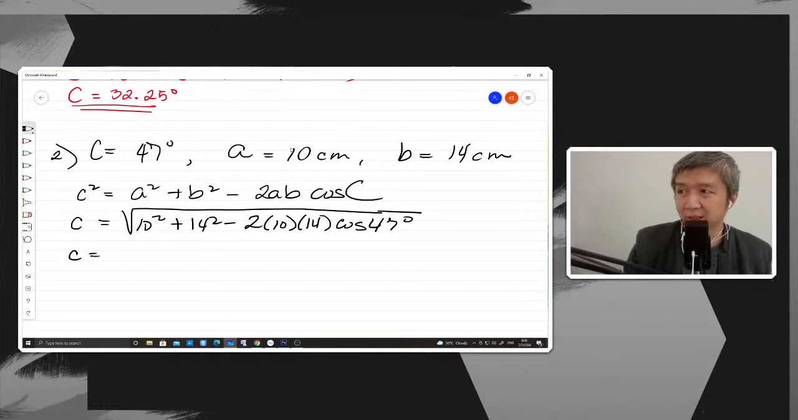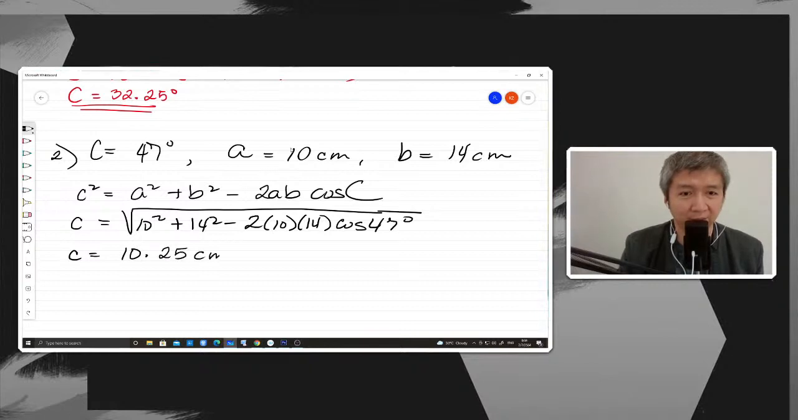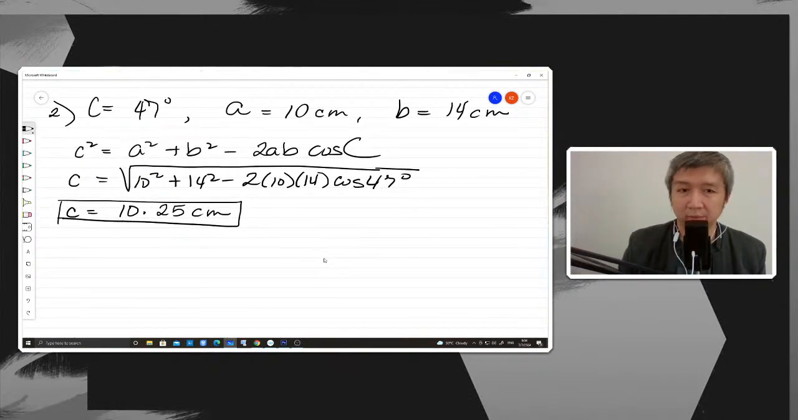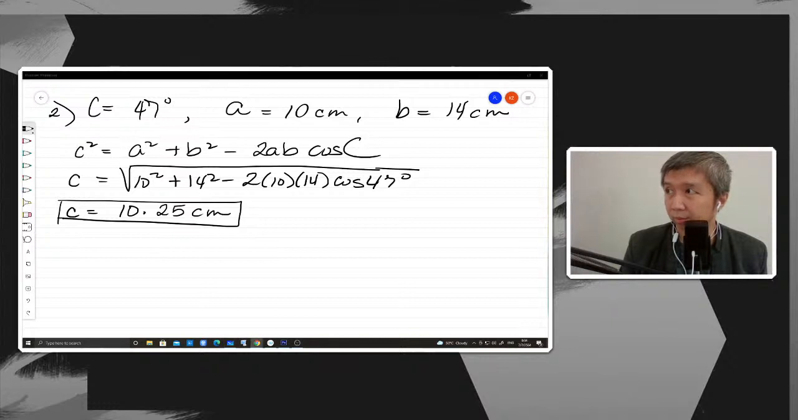Ponchanok, what is the answer? Okay, 10.25 centimeters. Thank you. So now we are complete in sides. So let us find out the angle A.